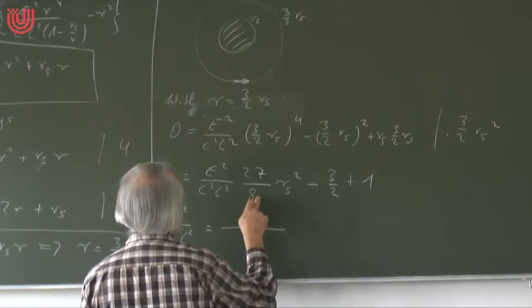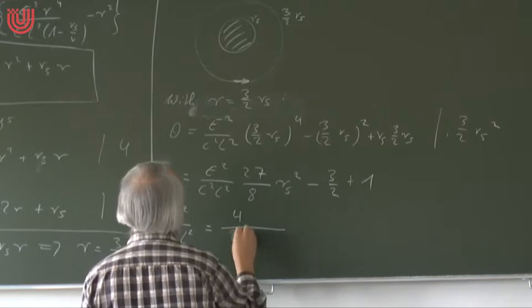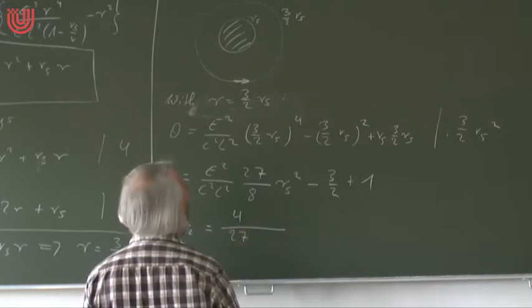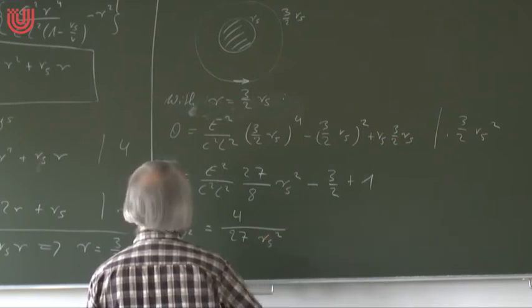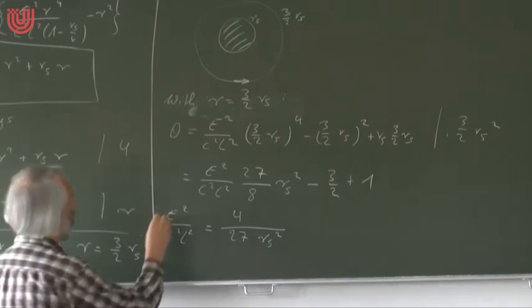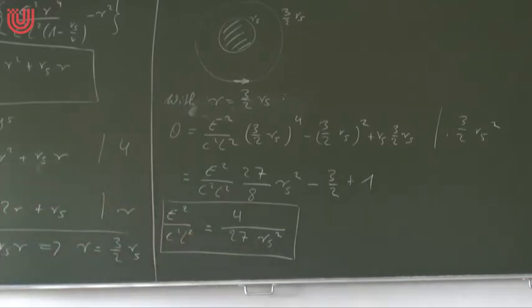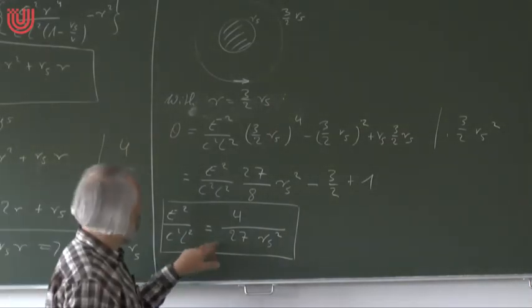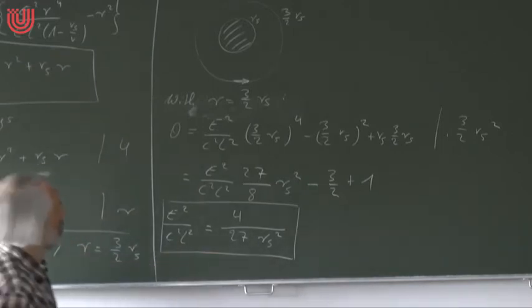And I have 8. So from the 8 we only have a 4, 8 divided by 2. And here I have a 27. And here I have an rs. Here I have an rs squared. That's it. Is that true? I hope it is. We will need this later. So this is the value, the constants of motion E and L take for this particular circular light ray. And please watch that I don't erase this equation because I will need it in a few minutes.